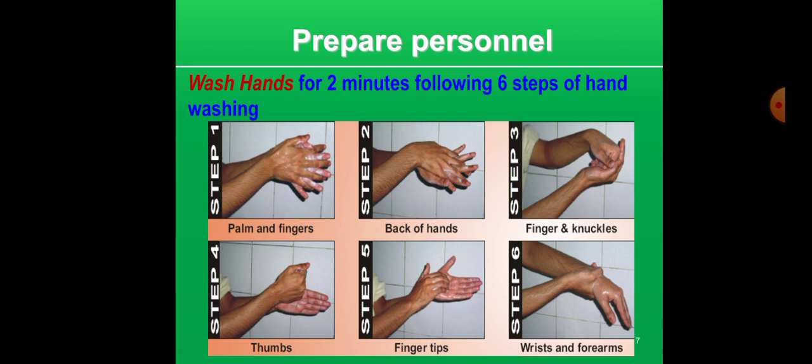In preparation of personnel, there is an important step, that is hand washing. Wash hands for 2 minutes following 6 steps of hand washing. At first, palm to palm, that cleans palm and fingers, then back of hands, then fingers and knuckles, then thumb, then fingertips, and then wrist and forearms.